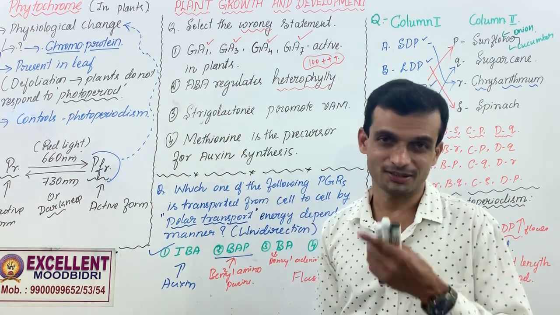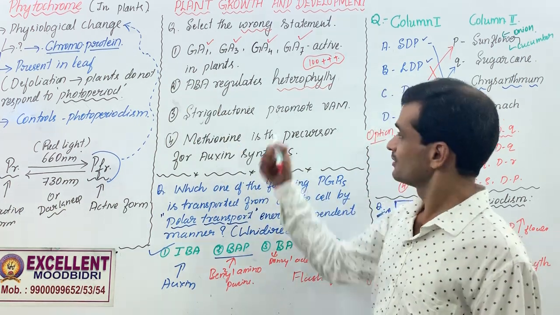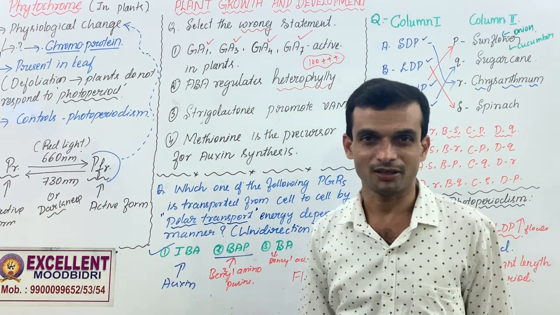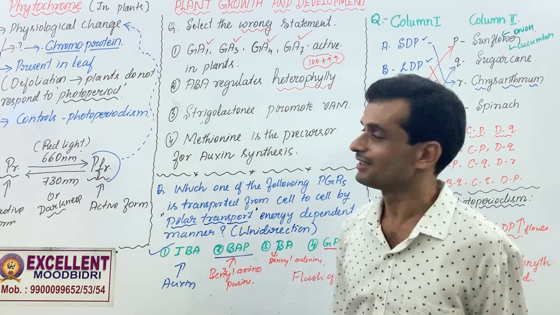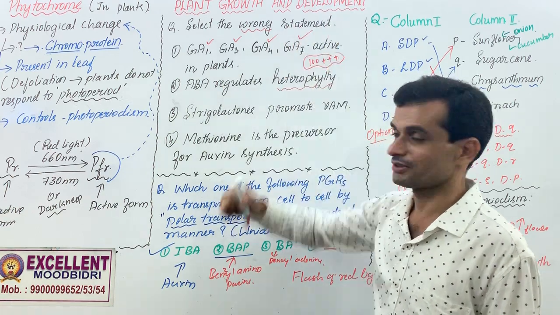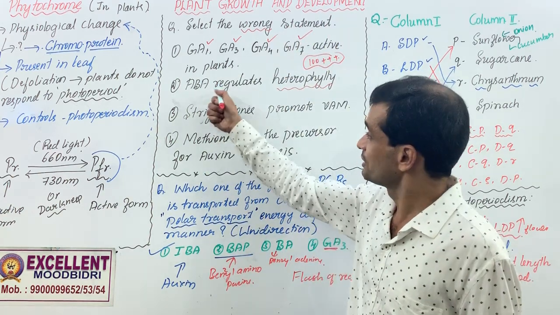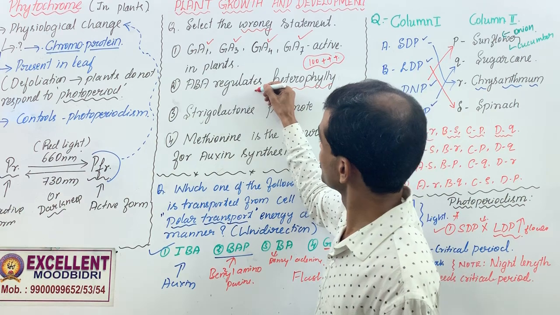This comes somewhere else. This one is given in some other paragraph. NCERT doesn't give this statement. But still, how do you prove that this is out of syllabus? Abscisic acid regulates heterophily. This is also a correct sentence.